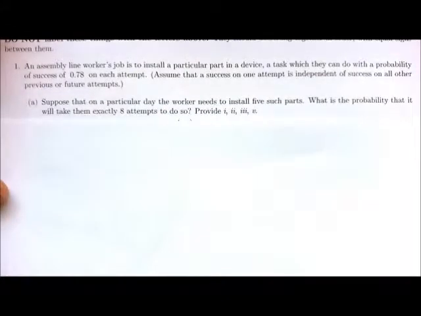So if we go to part A, what we're asked is that on a particular day the worker needs to install 5 parts, and we want to know the probability it will take them 8 attempts. So the thing that we're trying to find the probability of is the number of attempts. So that is our variable, and the number of attempts could vary. What's fixed is the 5 parts that they need to install. So we have a fixed number of successes, and the number of attempts is the variable. So this is a negative binomial distribution that's needed to find the probability.